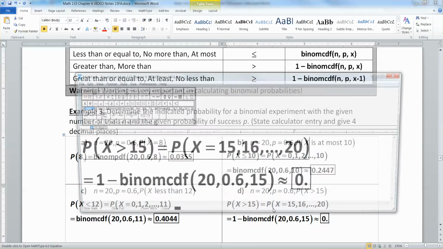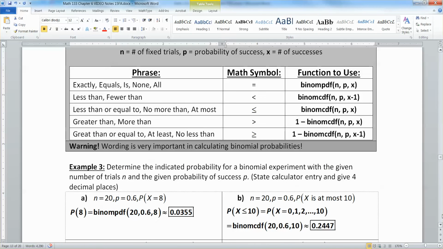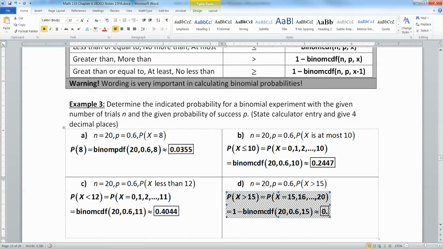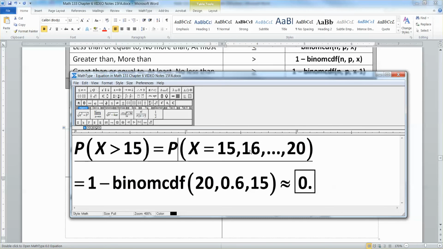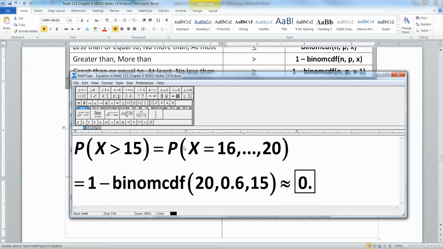Okay, so what we're saying is I want greater than 15. So I want 15, 16, 17, 18, 19, 20. Okay, so I could find all of those probabilities, but that's really annoying, right? Oops, I don't want 15, I'm sorry. I want 16, 17, right? Because I want greater than 15. 15 is not greater than 15, sorry. So we want 16, 17, 18, 19, 20. So I could find those 5 probabilities.